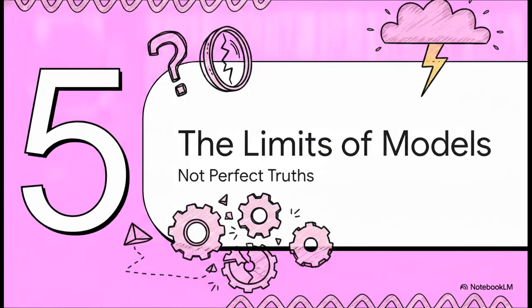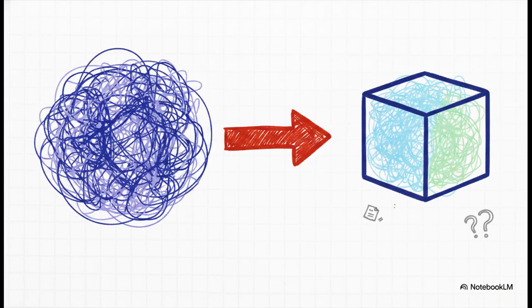And that brings us to part 5, the limits of models and why models aren't perfect truths. Because as brilliant as all these tools are, we need a quick reality check here. Models are never perfect. They are incredible tools, sure, but simplification always comes with a trade-off. By focusing on the specific parts we want to study, we inherently have to leave out some of the other messy complexities of the real world.